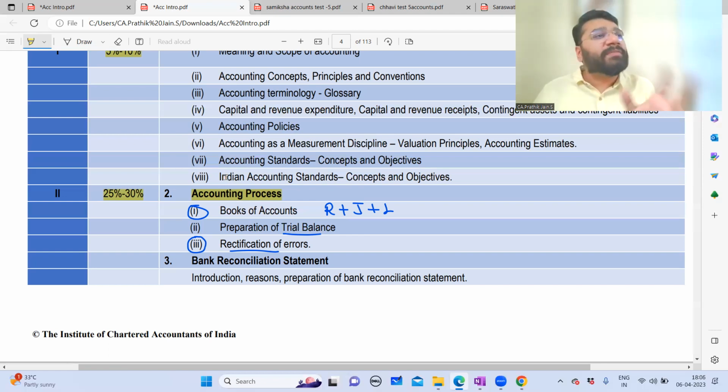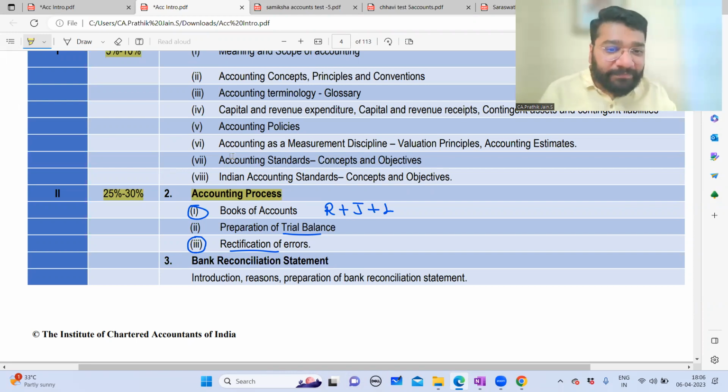So this is the weightage. The weightage might differ. This is an approximate weightage. And this is something which is given by the institute themselves. This is not something which I have created. This is an institute document which is very well available on the ICAI website.